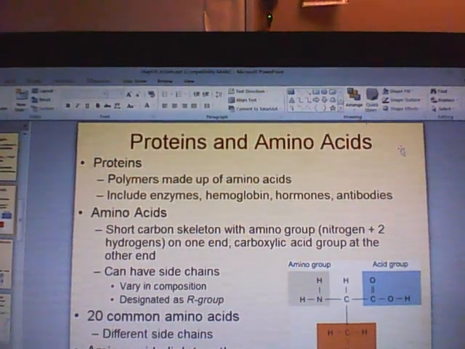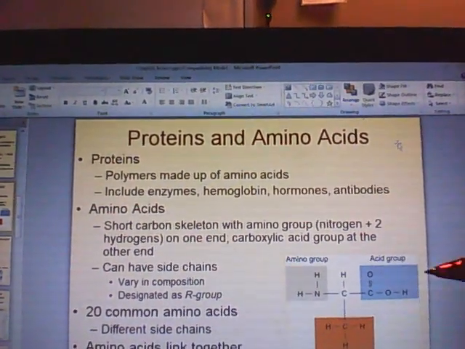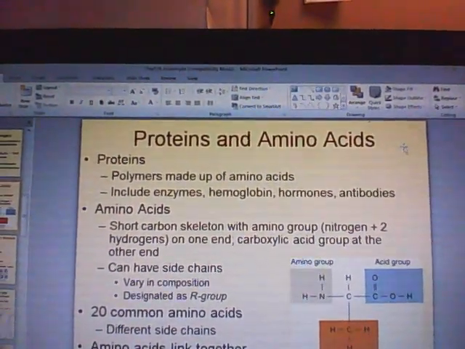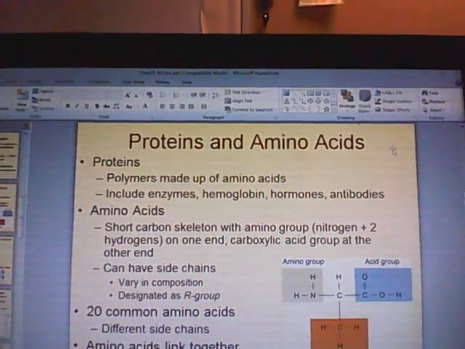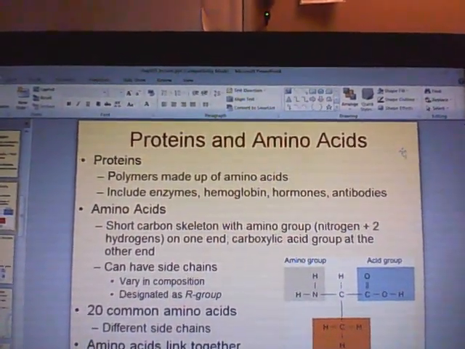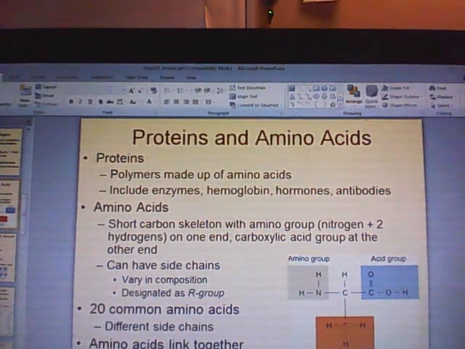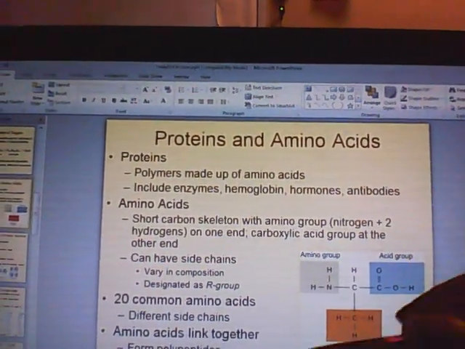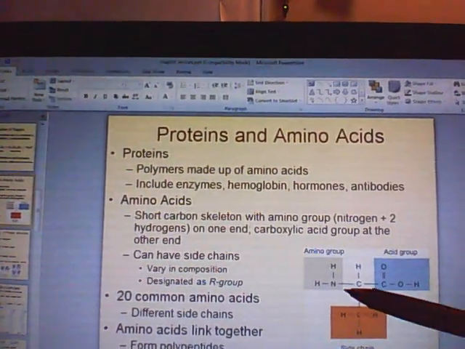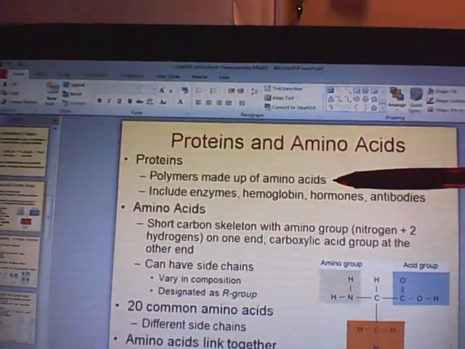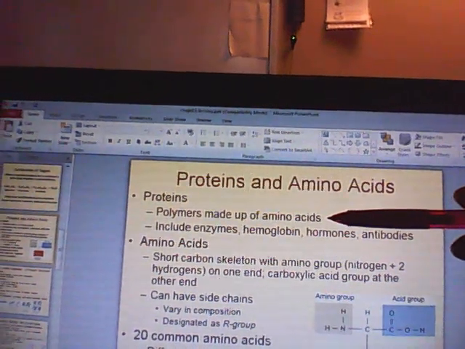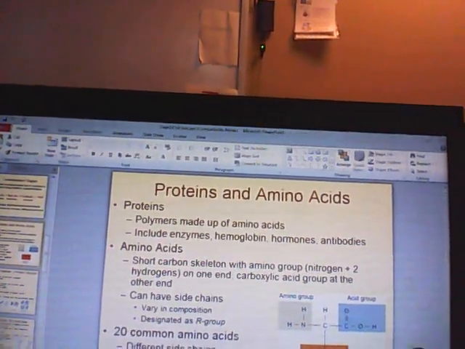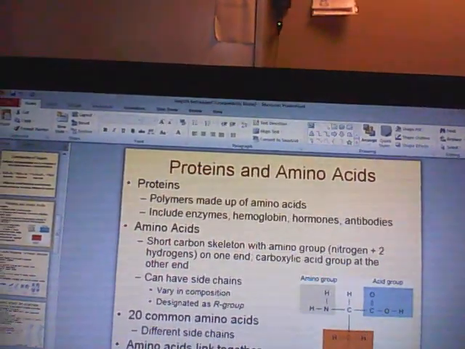You have 20 common amino acids, but you have different side chains for each of them. So amino acids linked together form what we know as polypeptides. And so when we talk about the polymer for a protein, it is a polypeptide. So the monomer for a protein is an amino acid. The polymer for a protein is a polypeptide.